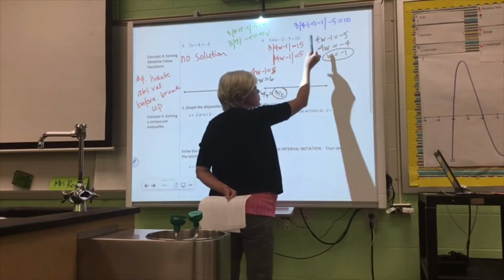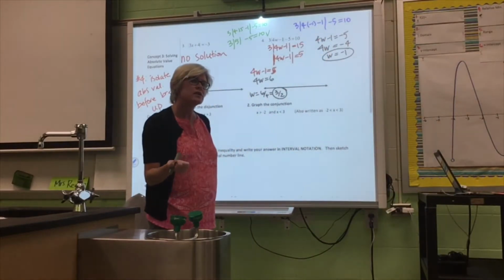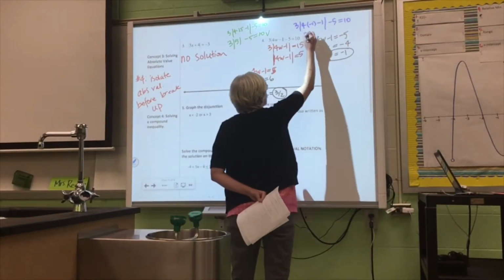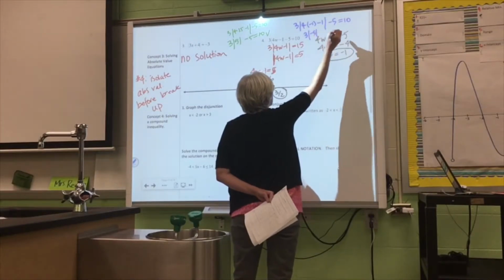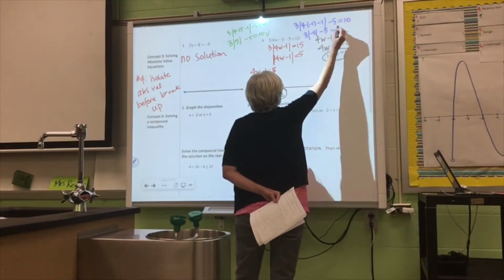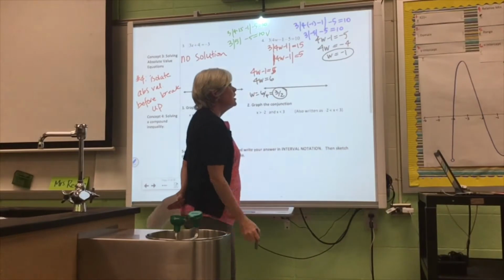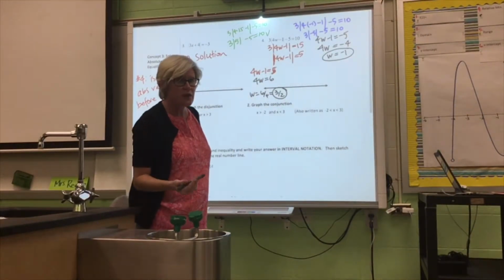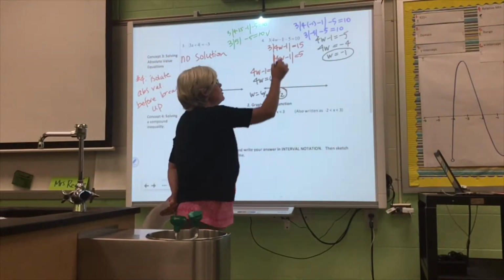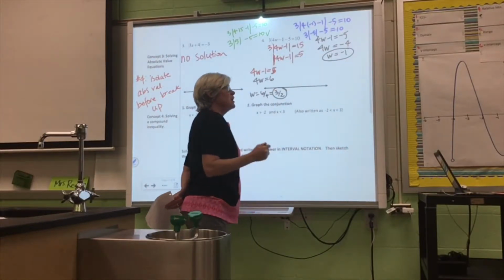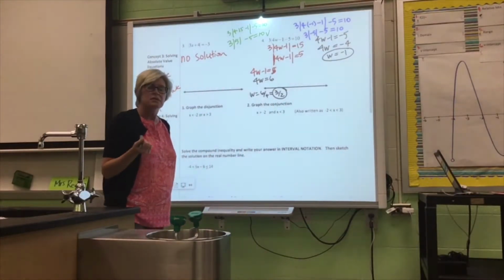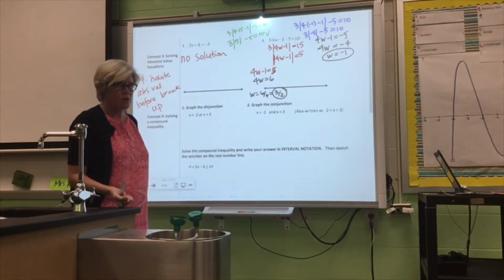Okay, but let's move back to where we were. Negative 4 minus 1 is negative 5. So I have 3 times the absolute value of negative 5, minus 5 is equal to 10. Absolute value of negative 5 is 5. 3 times 5 is 15. 15 minus 5 is 10. That works. It's important to check your answers on the absolute values.